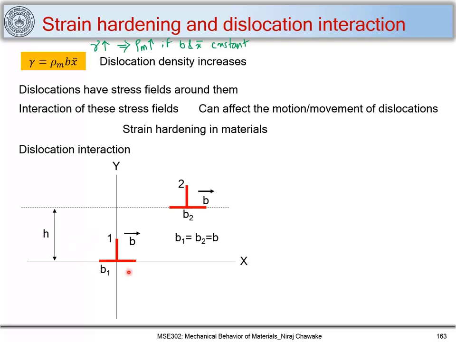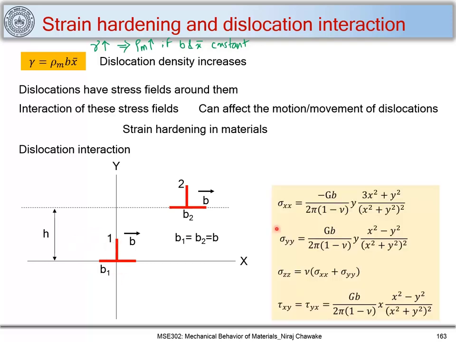Now we know that these are edge dislocations we are considering. The stress field around a dislocation can be given using these equations. We are trying to find out the dislocation interactions. So let's consider the stress field around dislocation 1 to be given by sigma xx, sigma yy, sigma zz, and tau xy and tau yx. We know that an edge dislocation has a stress field with both hydrostatic and deviatoric components too. We have seen these equations many times.